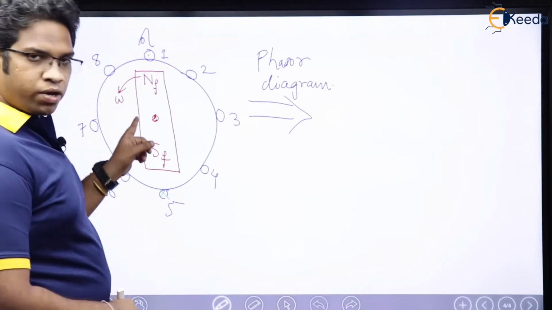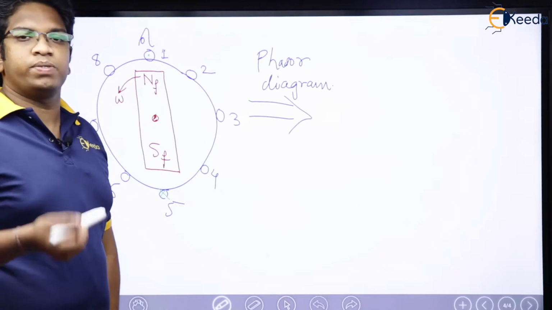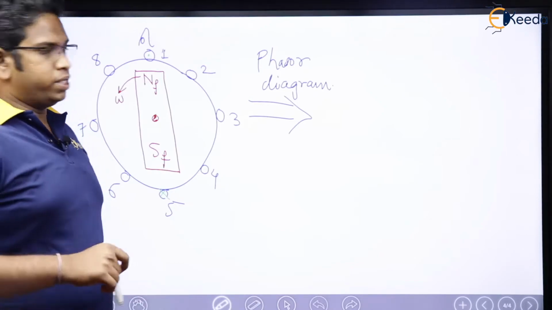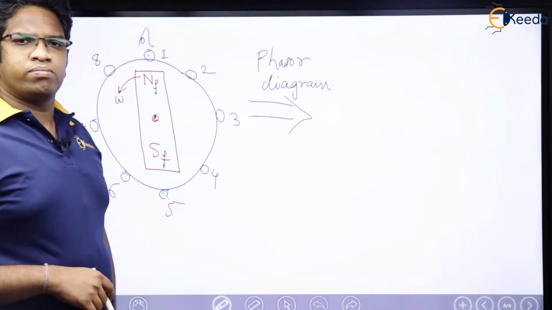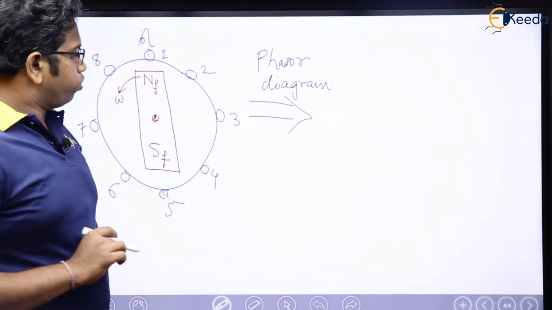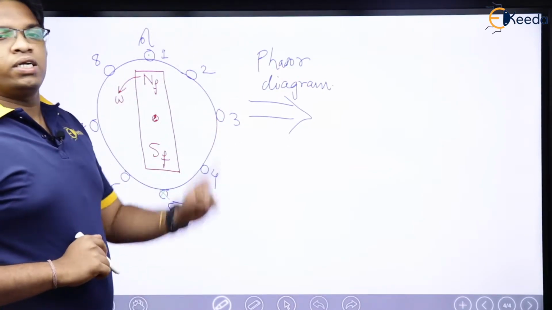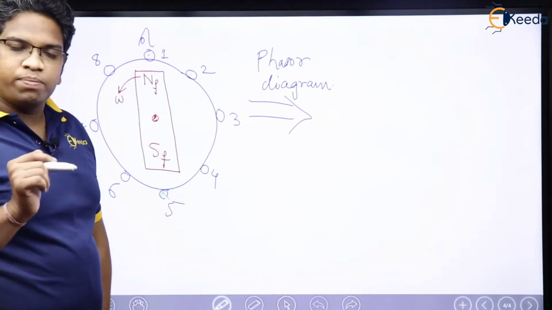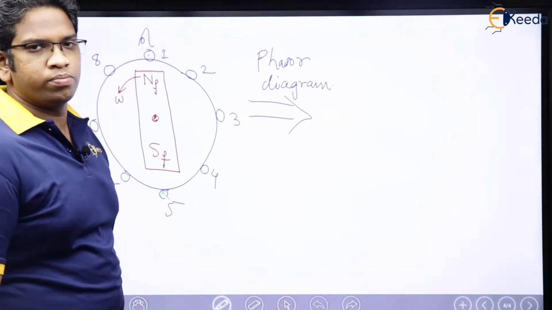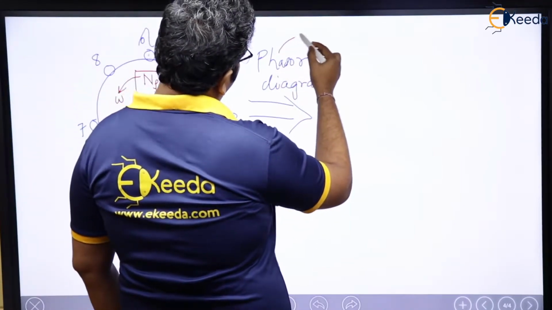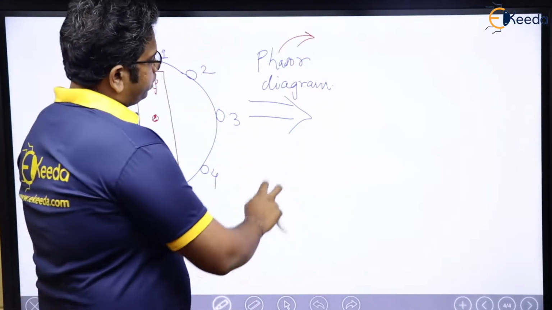So if the flux density is NF and SF, it has harmonics also, which means it is non-sinusoidal, which means the EMF induced will also be non-sinusoidal. Getting my point? So if it is non-sinusoidal, can I represent it in a phasor diagram? Can I represent non-sinusoidal waveforms in a phasor diagram? The answer is no. In order to represent anything in a phasor diagram, what do you need?